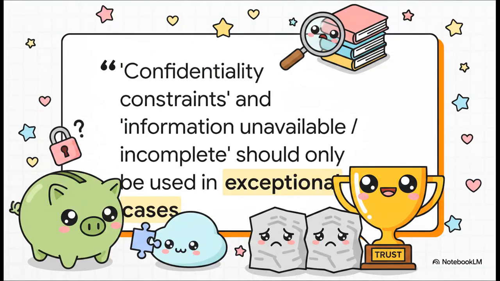And GRI themselves put a huge asterisk next to this. They say that confidentiality constraints and information unavailable should only be used in exceptional cases. Why? Well, think about it. If you start using those excuses all the time, it starts to look pretty suspicious, right? It goes from being a legitimate reason to looking like maybe you're just hiding stuff or you haven't bothered to do the work. It completely undermines that whole honesty box idea we talked about and just tanks your credibility.